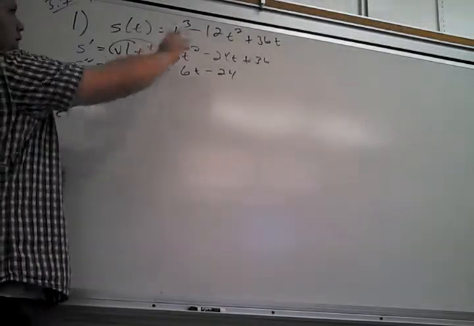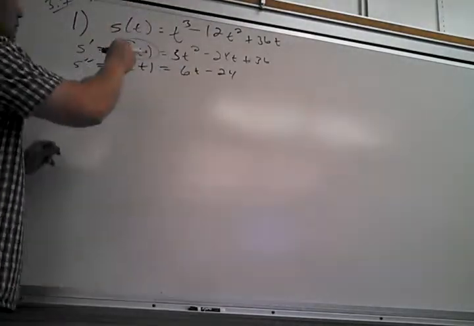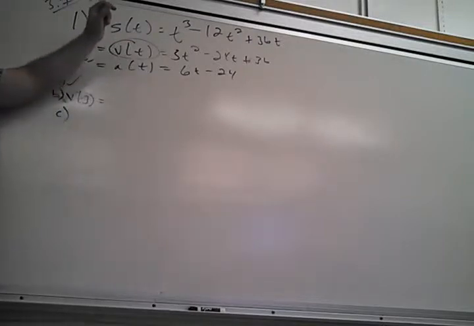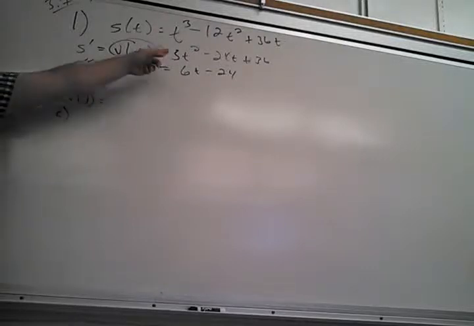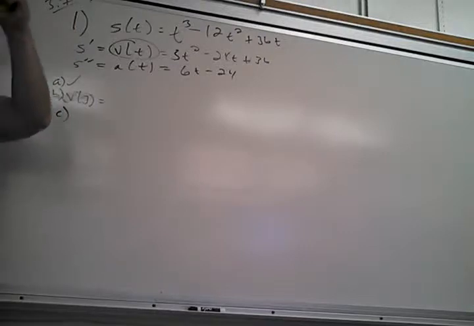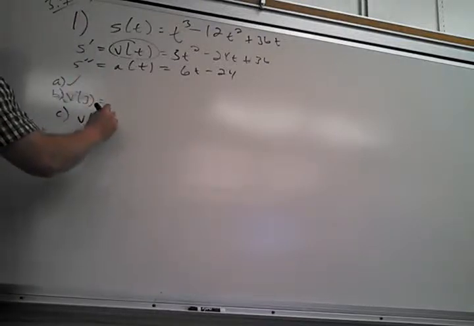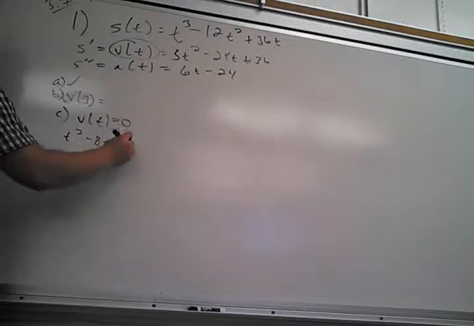Set the velocity equal to 0. That does not mean plug a 0 in. If I plug a 0 in, I get the velocity at time 0. I want to know at what time the velocity is 0. So if I set the velocity equal to 0, I can factor this, take a 3 out, and this factors to t minus 6 times t minus 2, so at t equal to 2 and 6 seconds.